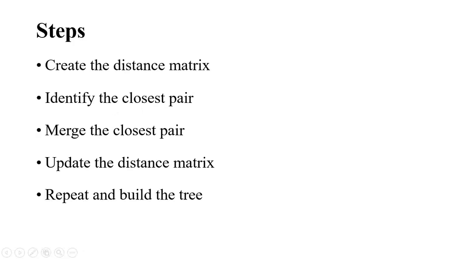So let's see the steps of the Fitch-Margoliash method. The first step is to create the distance matrix, or in most cases you will get this matrix given in the exam or in the numerical. Then we have to identify the closest pair, same as in the UPGMA method. We have to merge the closest pair, update the distance matrix, and repeat and build the tree. So this is a repetitive, or iterative, process. We are going to repeat these steps multiple times.